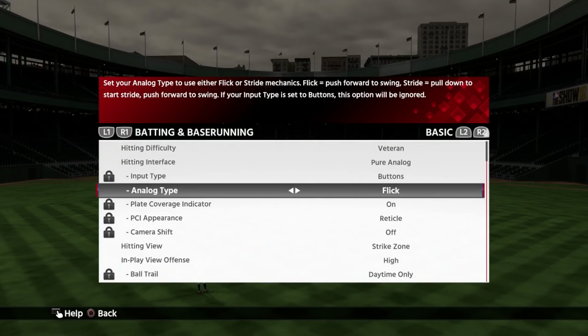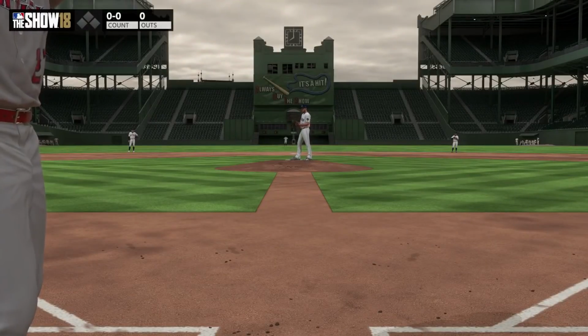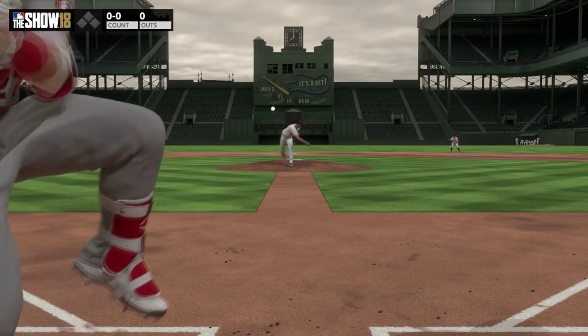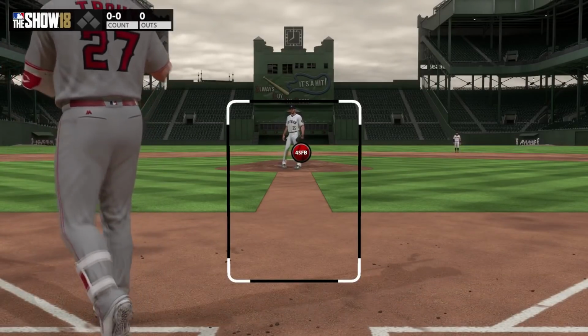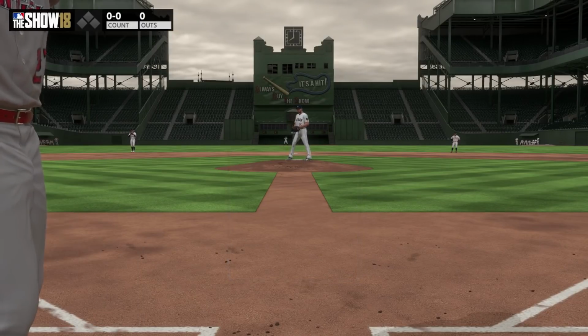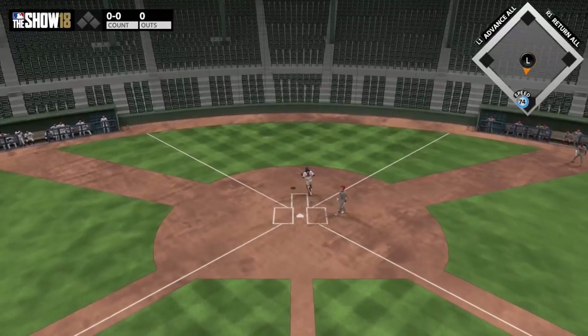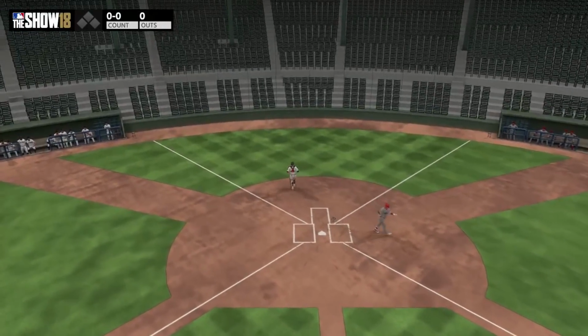Let's go ahead and talk about the stride option since we're already talking about it a little bit. One of the huge advantages the stride gave you back in the day was if you had good timing with your stride, it actually expanded your PCI a little bit. It made your PCI a little bit bigger. So it wasn't too bad, and I just could not get the hang of it. I just preferred zone. So there definitely was a different skill factor.